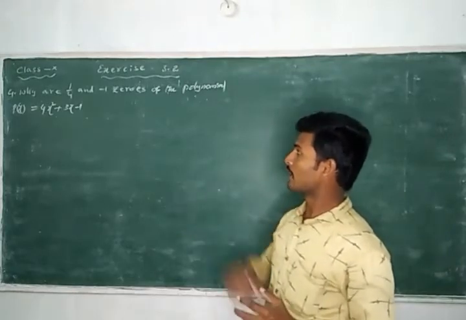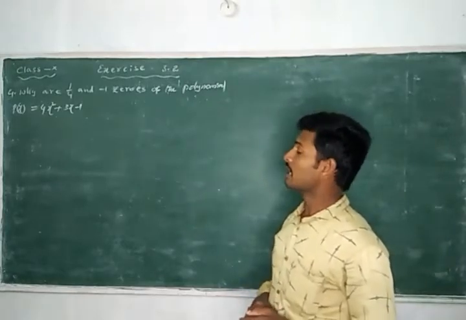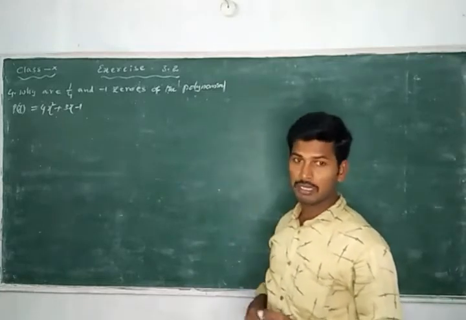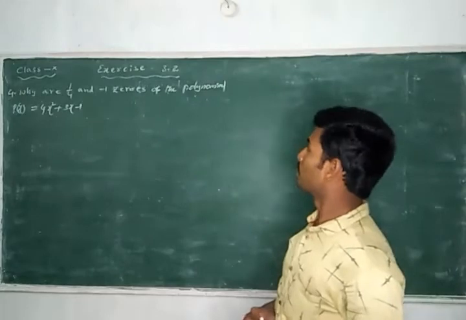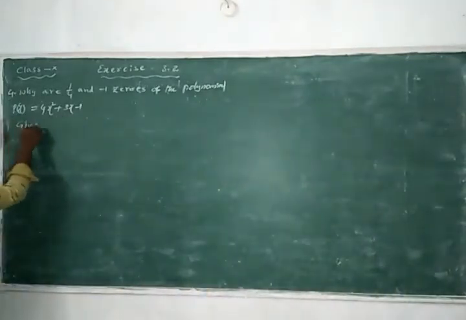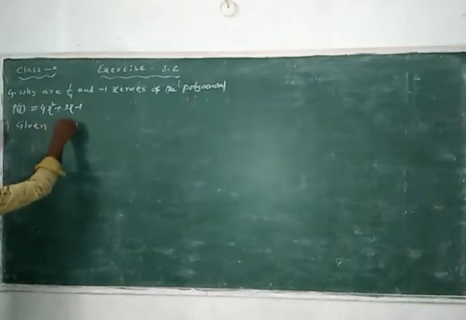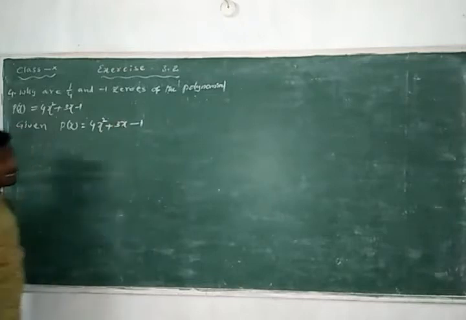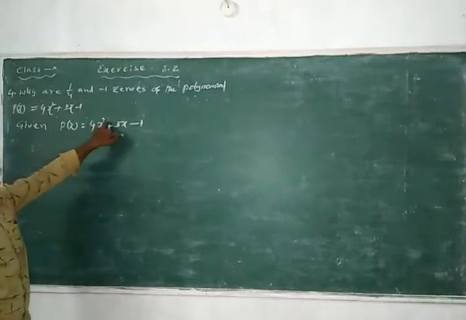Why are these two zeros of the polynomial? We notice that it is already a quadratic equation, so there are at most 2 zeros. 2 zeros are already given, so we need to find why they are zeros. See, given p of x is the polynomial 4x square plus 3x minus 1. It is a quadratic polynomial, we can understand because the power is 2.